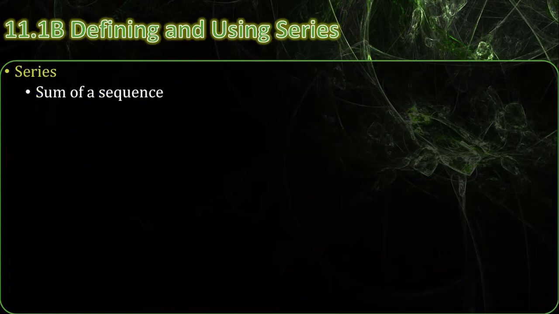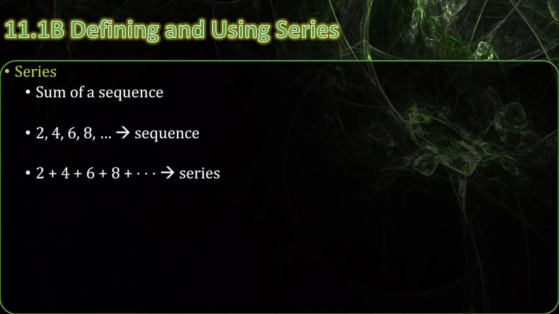A series is the sum of a sequence. So it's just adding up all the values of a sequence. So 2, 4, 6, 8 was a sequence. 2 plus 4 plus 6 plus 8 plus ... is a series.